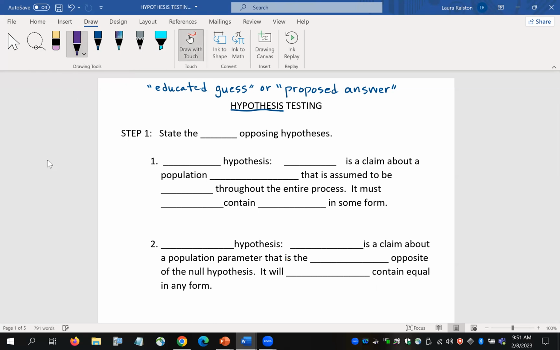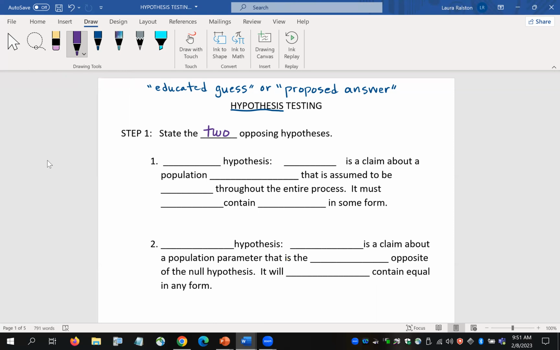The first step in the process is to state the two opposing hypotheses, and that may be a little bit different from what you would see in a science-related class. In statistics, we have two opposing hypotheses.